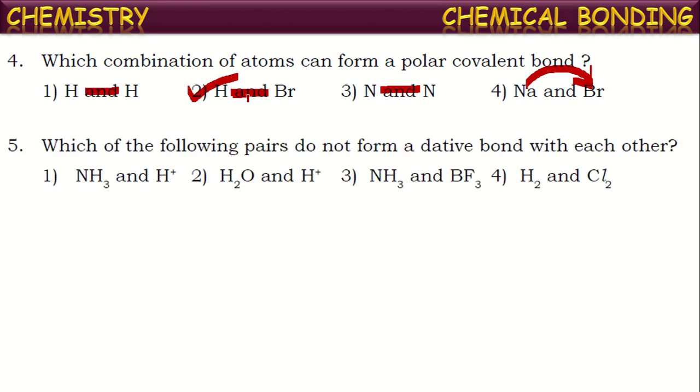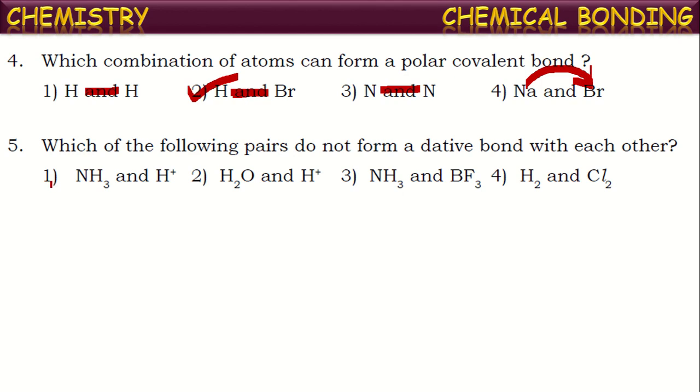Next one. Which of the following pairs do not form a dative bond with each other? What is the condition for a dative bond to be formed? One atom or molecule should contain a lone pair of electrons on its central atom. At the same time, the other atom or molecule should have a vacant orbital to get an octet. When those two are combined, the atom with the lone pair of electrons can donate to the other atom for sharing. Thus, they result in the formation of a dative bond.